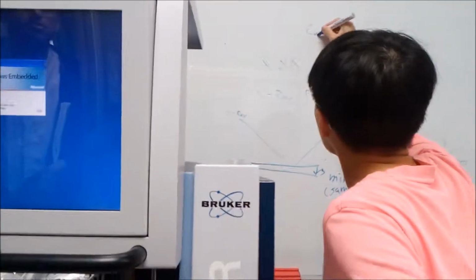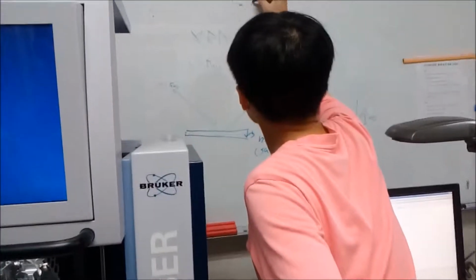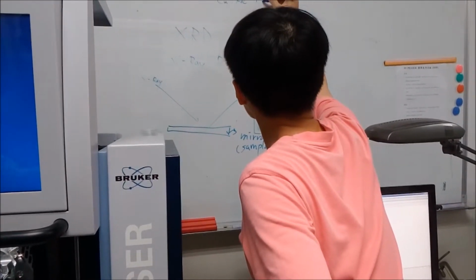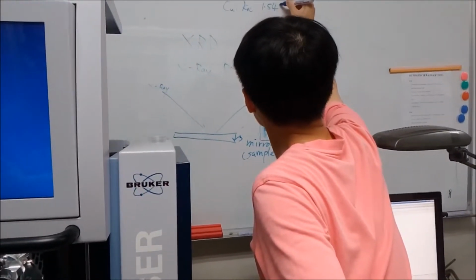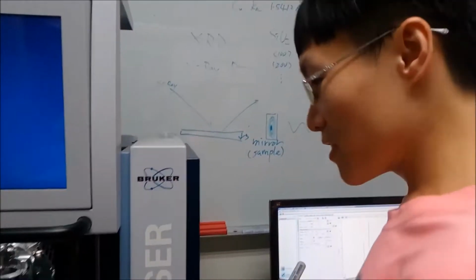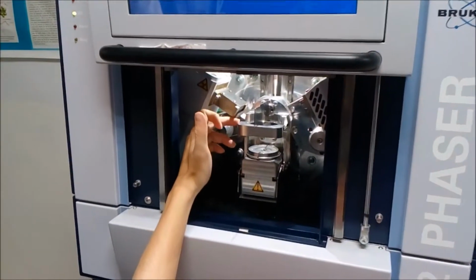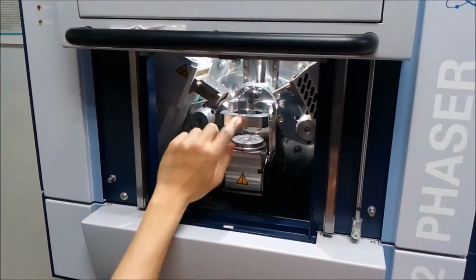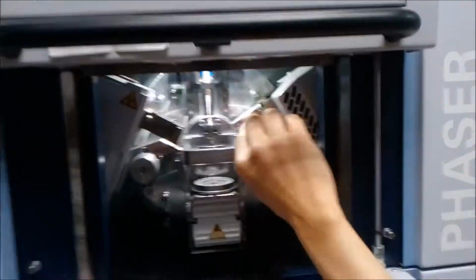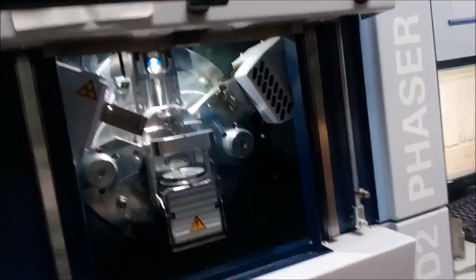In this mechanism, the X-ray source is copper K-alpha, at 1.54123 angstrom. The X-ray comes from here, hits our sample, and is diffracted to this grating. You can see that this is the grating, just come here and you can see the grating here.